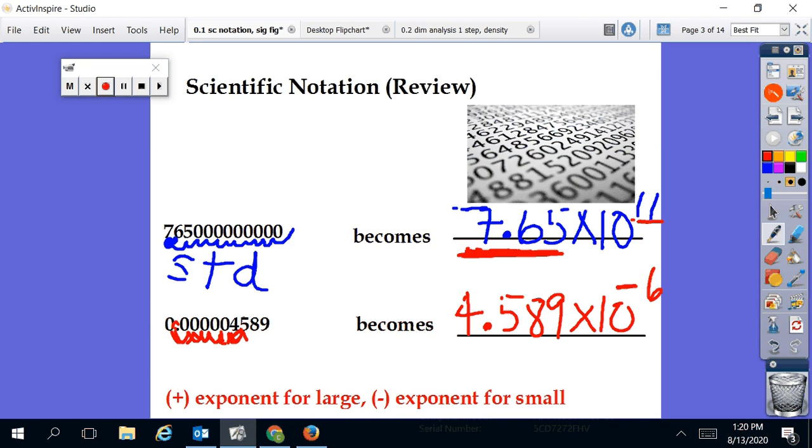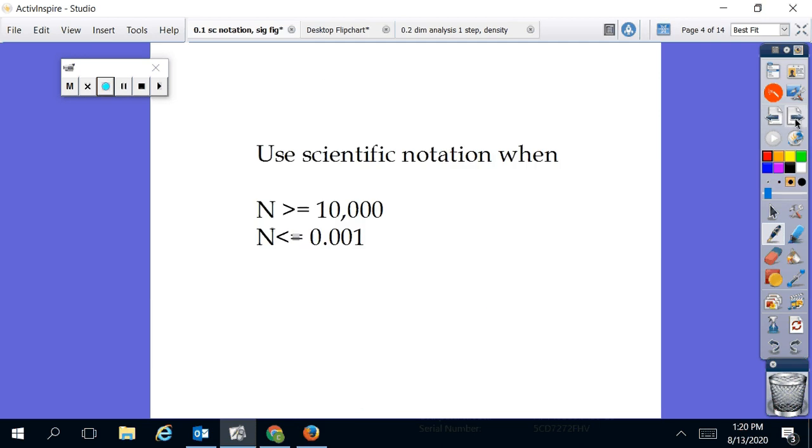Okay? So that is how you take standard notation and convert it to scientific notation. And you will get to do more practice with that.